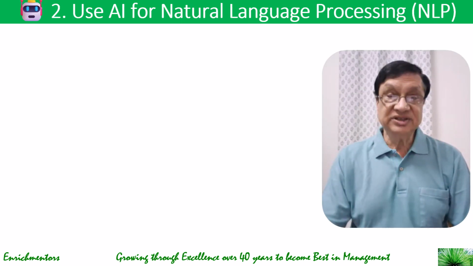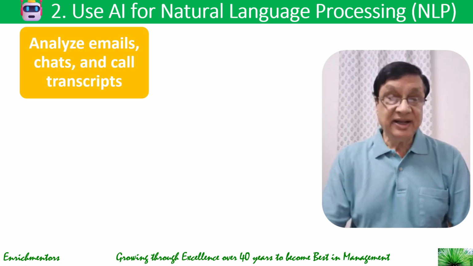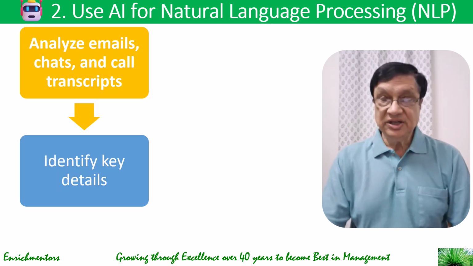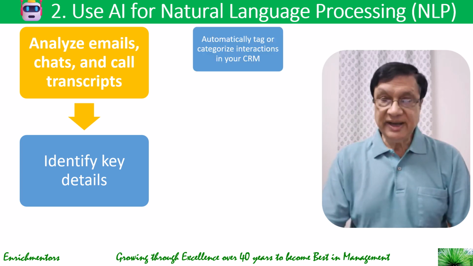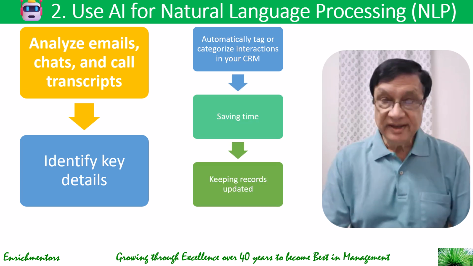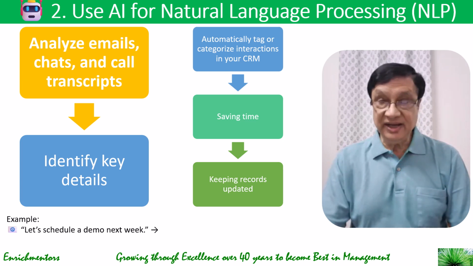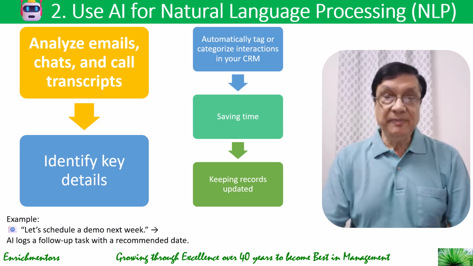The second thing you can do is use AI for NLP, natural language processing. AI can analyze emails, chats, and call transcripts to identify key details like sentiments, topics discussed, and actions promised. It can automatically tag or categorize interactions in your CRM, saving time and keeping records updated. Let's take a look at an example of that. You say, let's schedule a demo next week, and AI will log a follow-up task with the recommended date. So that's how NLP gets used.